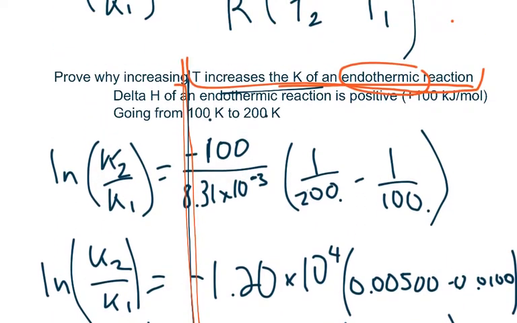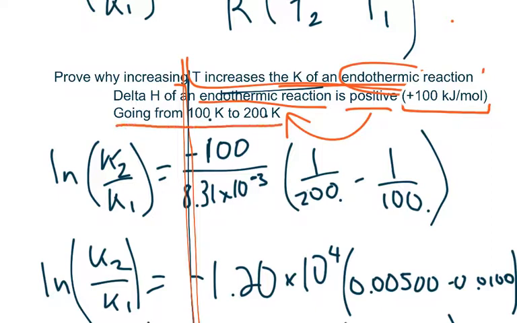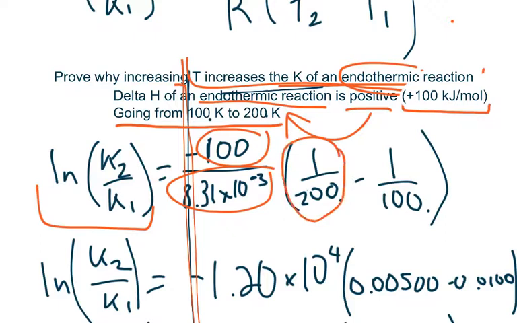So, let's just assume that the delta H of this endothermic reaction is positive, and that's what it means to be endothermic, by the way. And we will assume that delta H is positive 100 kilojoules per mole. Now, we have the information that we are going from a lower temperature to a higher temperature, so we are increasing the temperature, and this is just an example to prove something. So, the natural log of K2 over K1 is equal to the negative of the delta H over R times 1 over T2, which is this, minus 1 over T1, which is this.